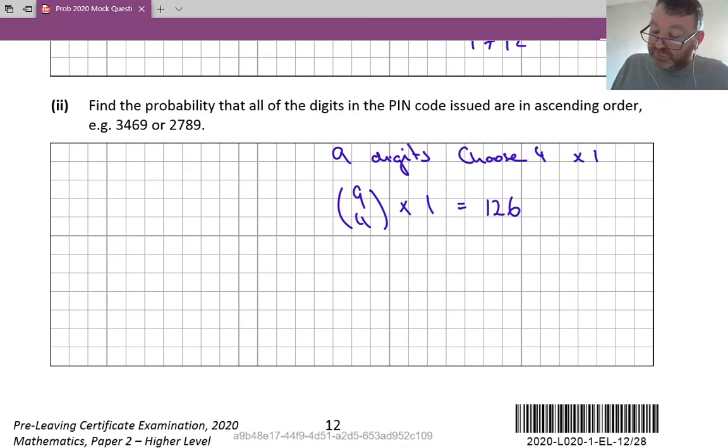Find the probability. That's the number of ways. So find the probability. When you see that probability, it's a fraction. Don't forget that. Now, here's the key thing. It's 9C4. That's 126 ways. But the digits cannot be repeated.